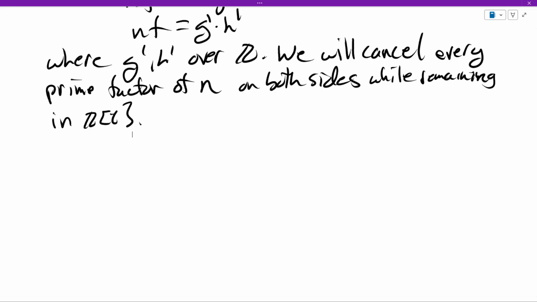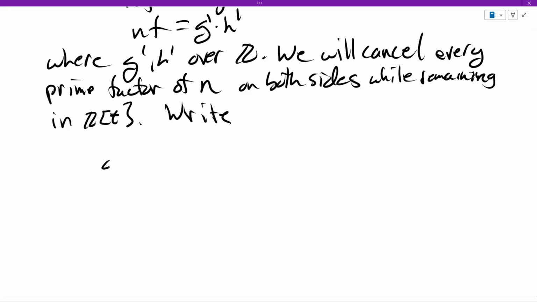All right, so that's the strategy. We're going to show you how to cancel every prime factor of n, and we're going to do so in a way that remains with integral coefficients, okay? And that's going to be where our contradiction is going to show up. So what can we do?